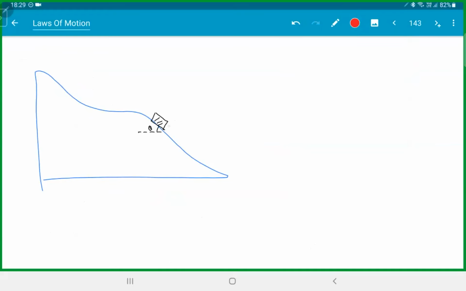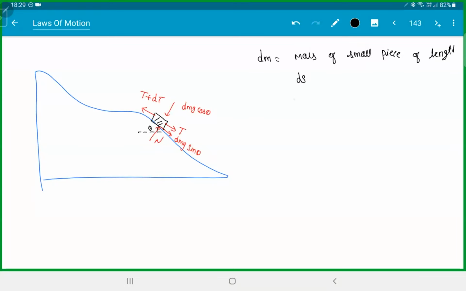Now if you look at the forces acting on this part, you have a tension T, the lower part of the rope is pulling, and you have a tension T plus dT, the upper part of the rope is pulling. You have your own weight here, dm g sin theta, and another component, dm g cos theta, and you have N here. dm is the mass of that small piece of length ds. So dm is given by lambda into ds.